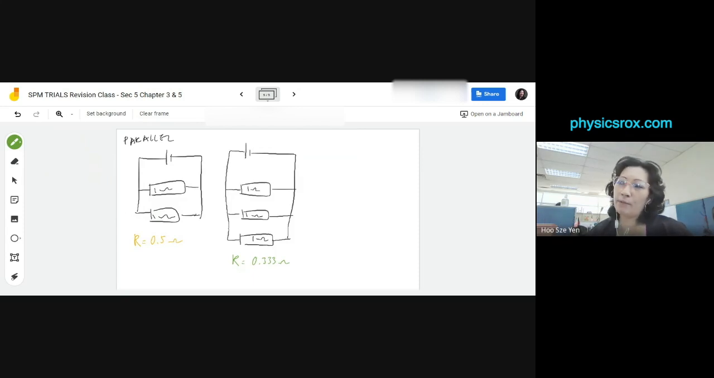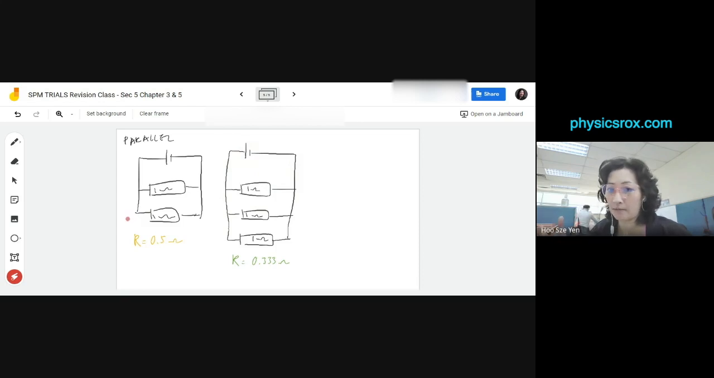To help you understand what's going on with parallel circuits, you have to think of every line you add as a separate circuit. This is one circuit, this is another circuit. So what happens? They share the same power supply. This one also is one circuit, this is another circuit, this is another circuit. They all share the same power supply.